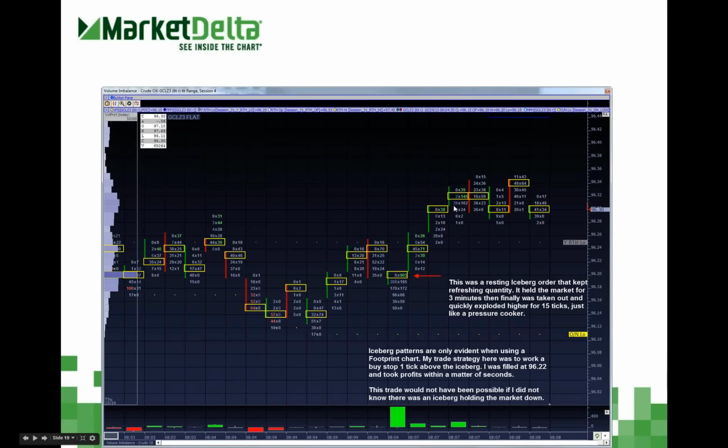This happened really quick. And the point is, without the volume imbalance showing me this huge imbalance, but also the footprint showing me actually how much quantity was trading at a level, I would have never known, and I would have never been able to take advantage of it. So this is definitely more of an advanced trade. You really got to be in tune to spot these sorts of things.